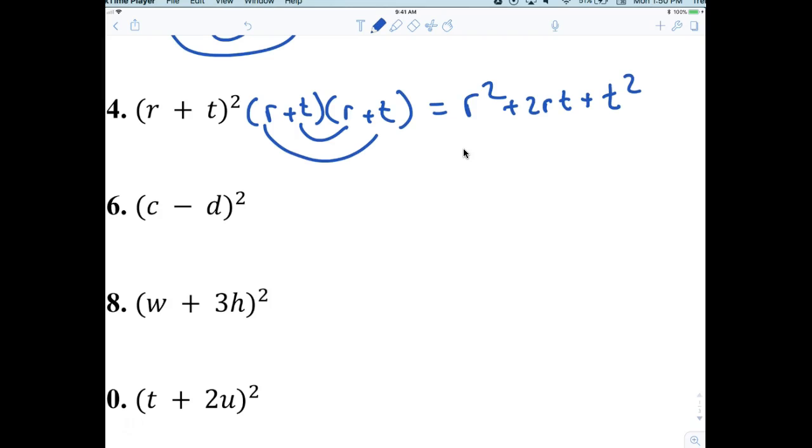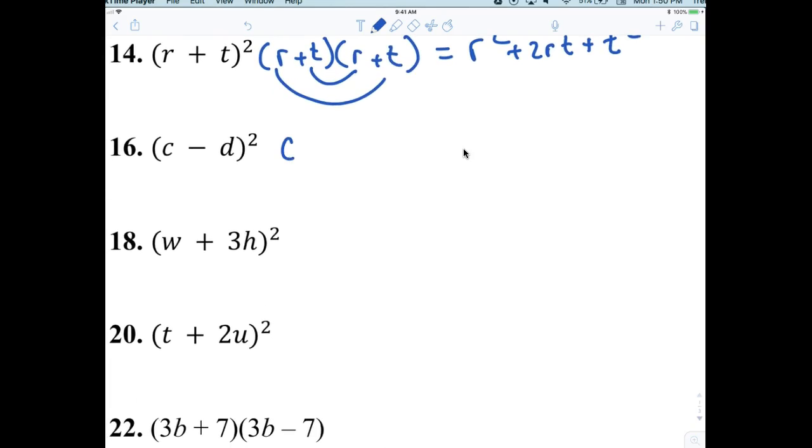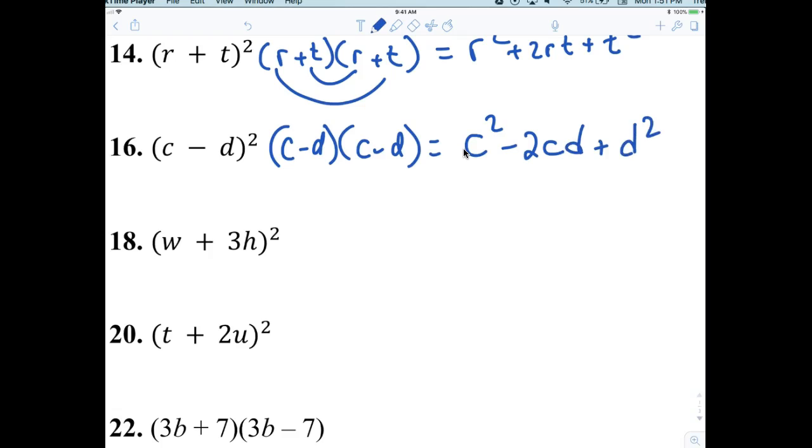Now, c minus d squared. So we're just going to write c minus d times c minus d, which is equal to c squared minus 2cd plus d squared. Alphabetical order. Yep, alphabetical order. Any questions?